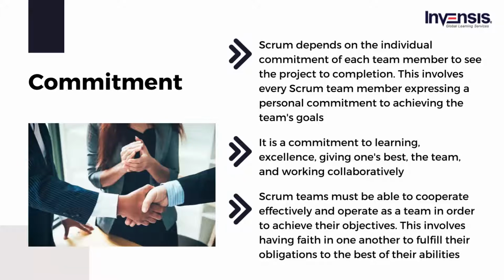Scrum teams must be able to cooperate effectively and operate as a team in order to achieve their objectives. This involves having faith in one another to fulfill their obligations to the best of their abilities. This will only occur if every team member is totally committed to the team and project. Scrum Masters and team leaders can also aid in establishing commitment by encouraging strong sprint planning and protecting teams from scope changes and additional pressure during the sprint.